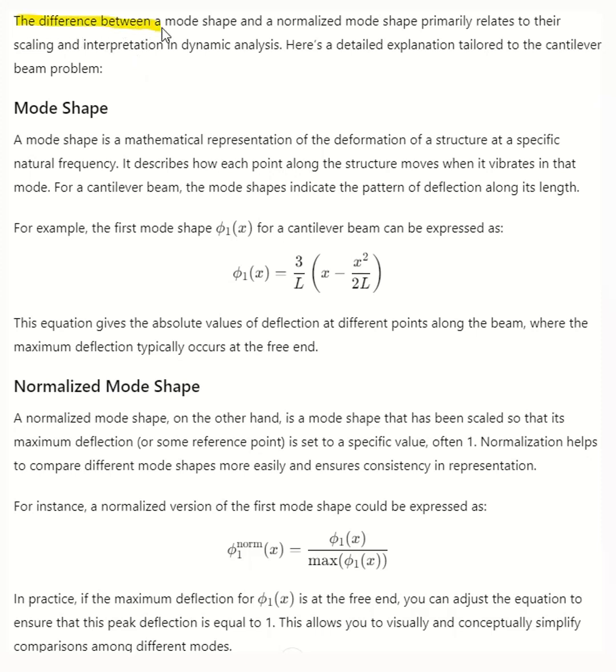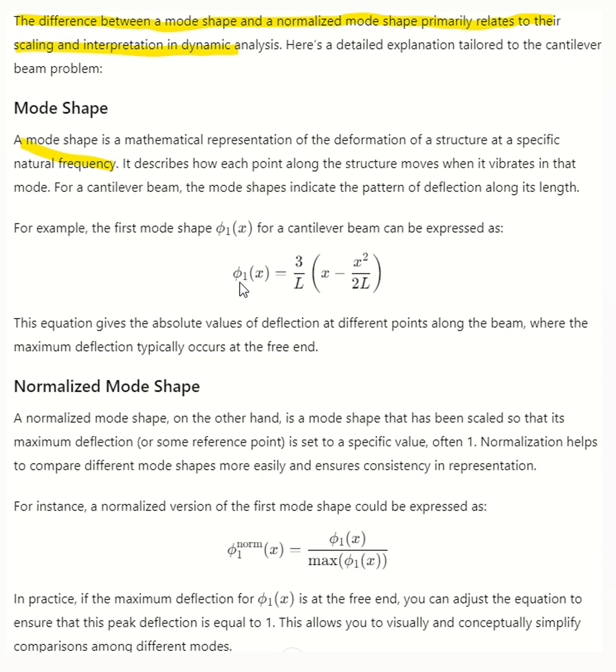The difference between the mode shape and normalized mode shape is primarily in their scaling and interpretation in dynamic analysis. Here's a detailed explanation, tailored to the cantilever beam problem. A mode shape is a mathematical representation of the deformation of the structure at a specific natural frequency.